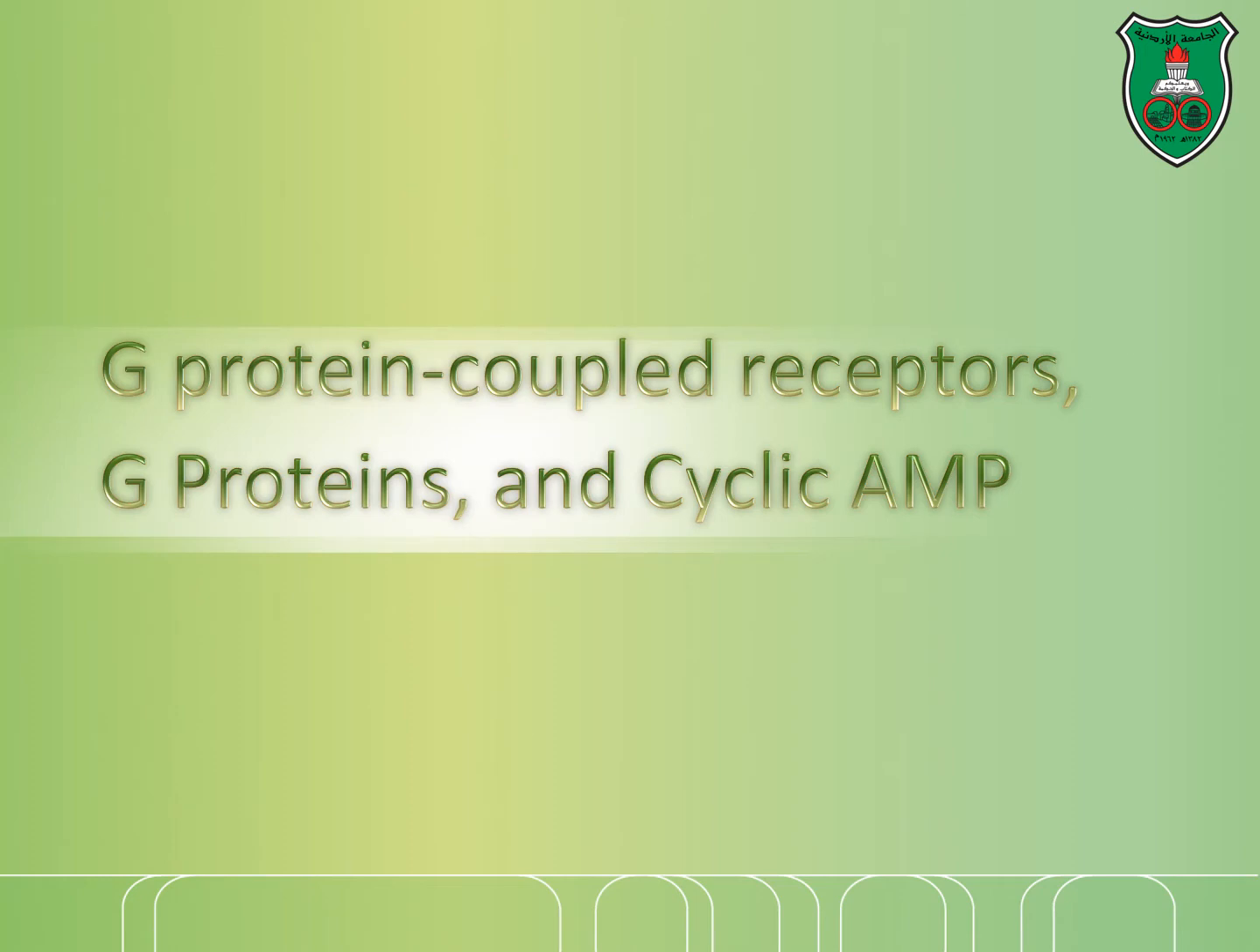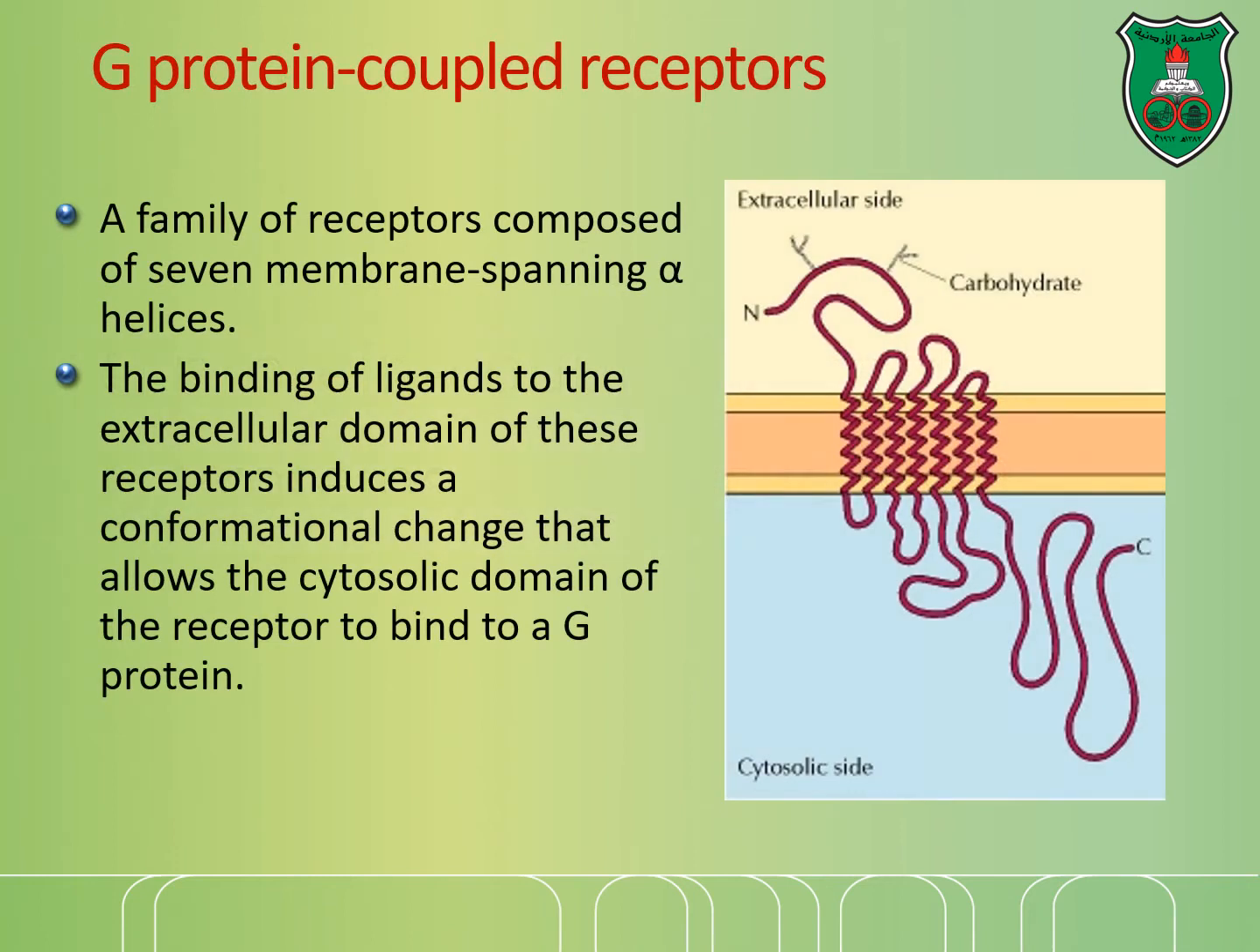So let's talk about one example of receptor-mediated cell signaling. And here we'll focus on G protein coupled receptors. G proteins are really a large family of proteins, and they are very important. They are also known as 7 transmembrane domain receptors because they have 7 transmembrane domains. So they go in and out of the plasma membrane 7 times.